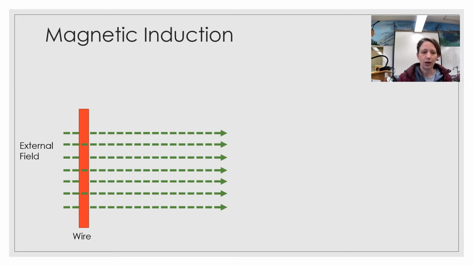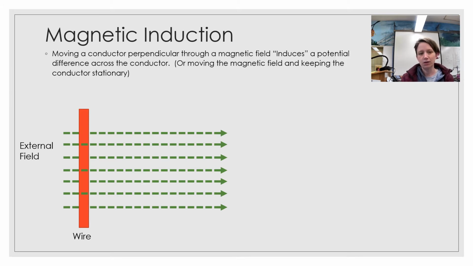Induction means to create. Magnetic induction specifically occurs when we move any kind of conducting material perpendicular through a magnetic field. This is going to induce or create a potential difference, aka a voltage, across the length of that conductor. Incidentally, you can also do this by moving the magnetic field and keeping the conductor stationary, because it doesn't matter which one is moving.